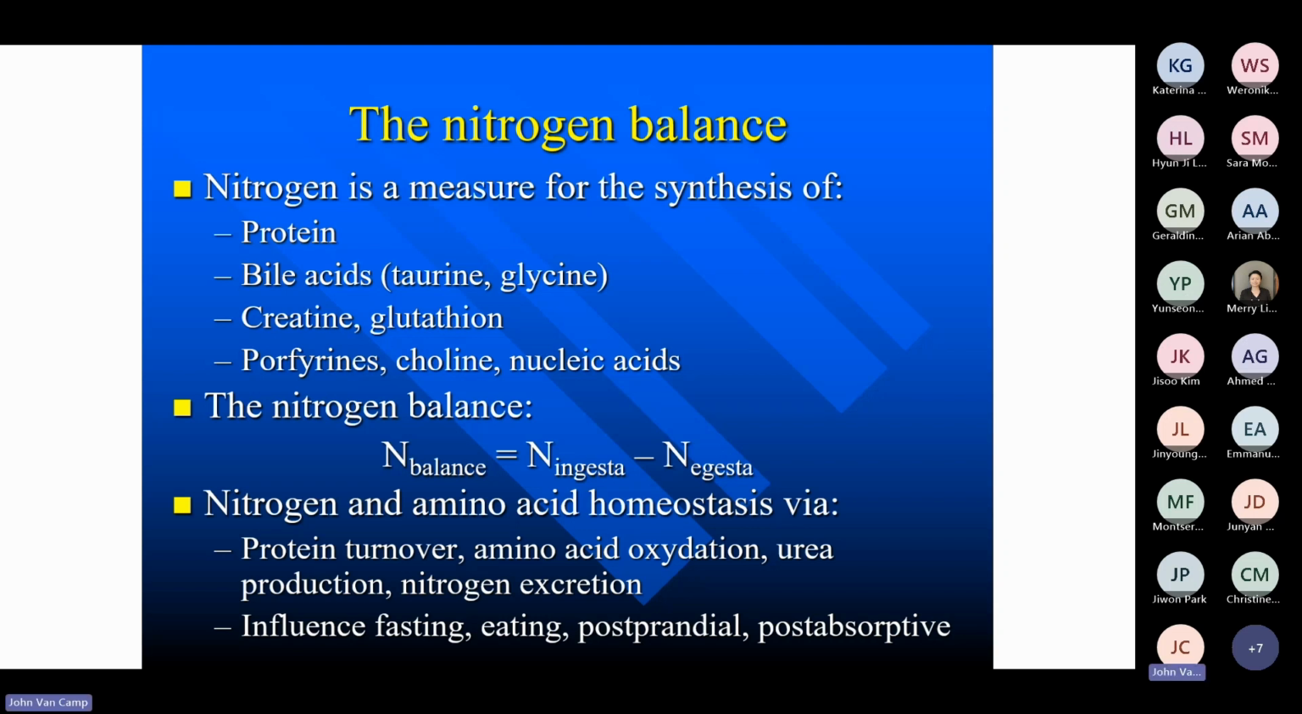But if you open the black box, then you could understand more about protein turnover, how protein is broken down and built up again, oxidation of amino acids, production of urea, excretion of nitrogen. And you can study that during fasting, eating, postprandial, as well as post-absorptive states. And all these processes nowadays, as you know from chapter 4, can physically be measured in humans. And so we know how fast protein turnover occurs when you are fasting, when you're eating, whether you are in postprandial or post-absorptive states.